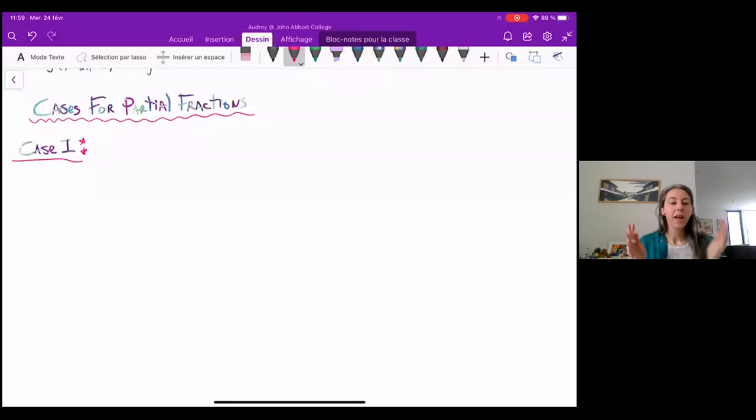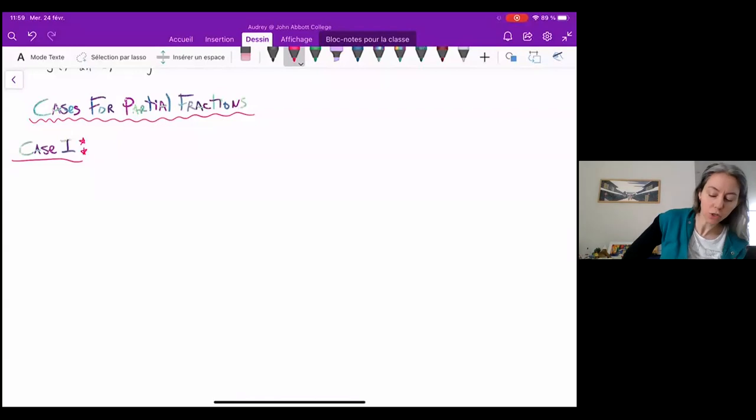Hi guys! So now we're going to look at the different cases for partial fractions. In this class, we're going to be looking at 4 different cases, but in my opinion, they're all really the same thing. Recognizing that the denominator can only be the factors of the original denominators, and that the degree of the numerator has to be less than the degree of the denominator because we'll have started off dividing.